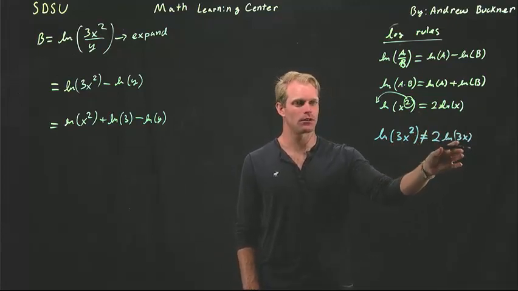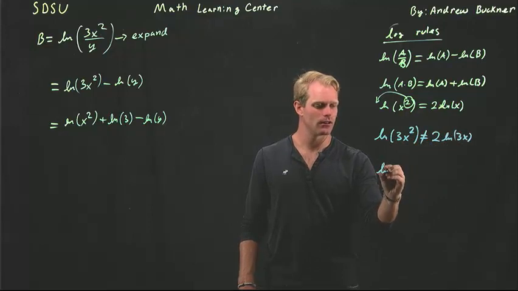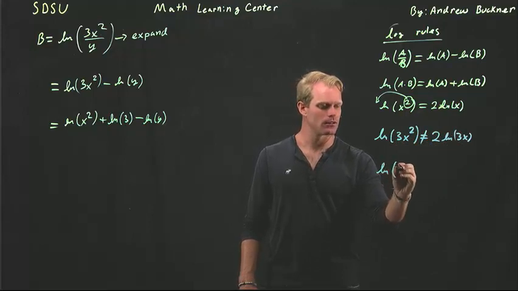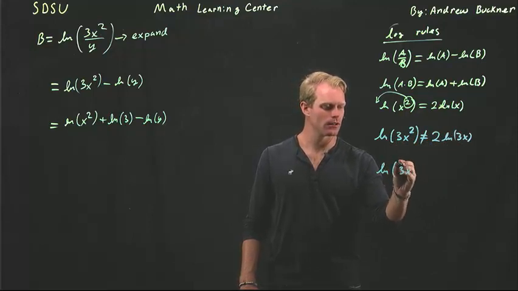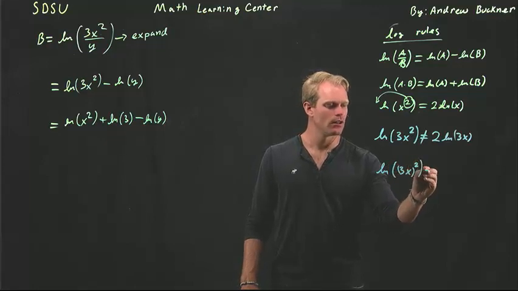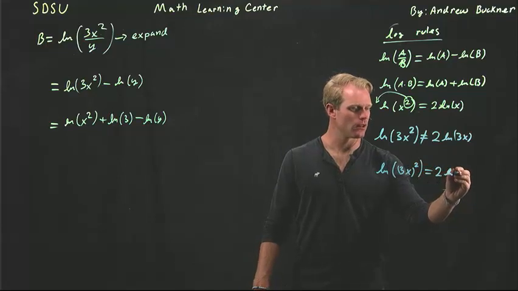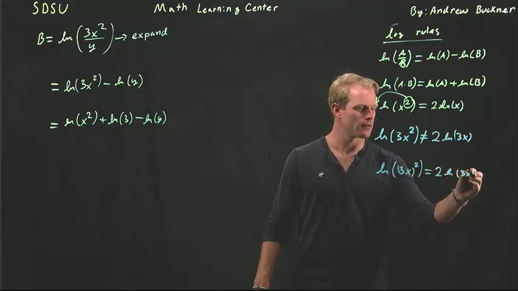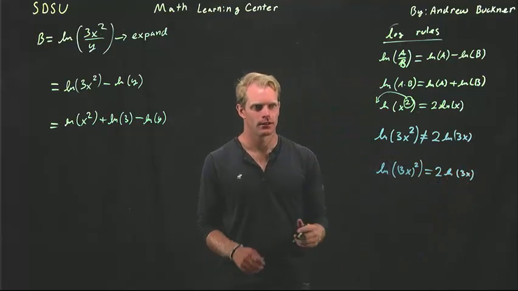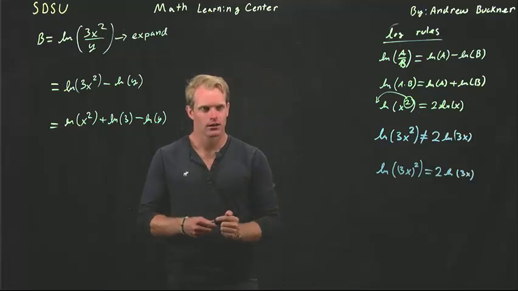The only way this would be correct is if the problem were asking what is the natural log of 3x quantity squared, then we would get 2 times the natural log of 3x. Good? Okay. Thank you, Andrew.